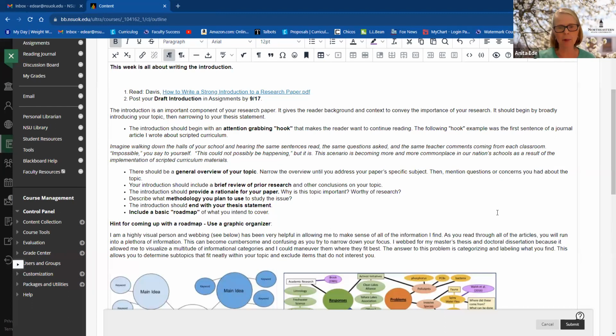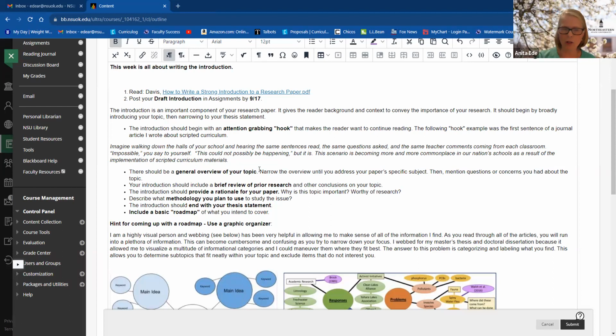For instance, I went ahead and included a hook from one of the journal articles I've published about scripted curriculum, which there's a lot of research on. You can make it real boring, but I started out with something that people could actually identify with. So go ahead and read my hook.